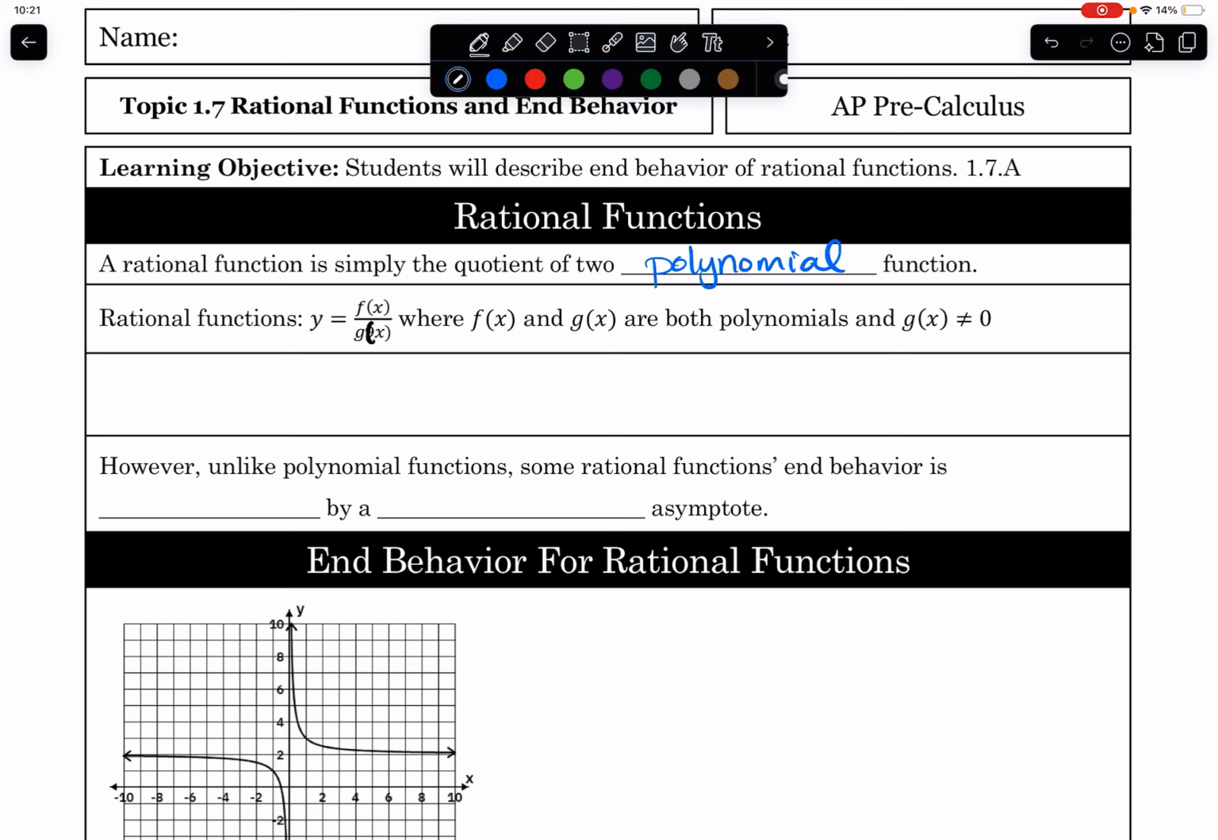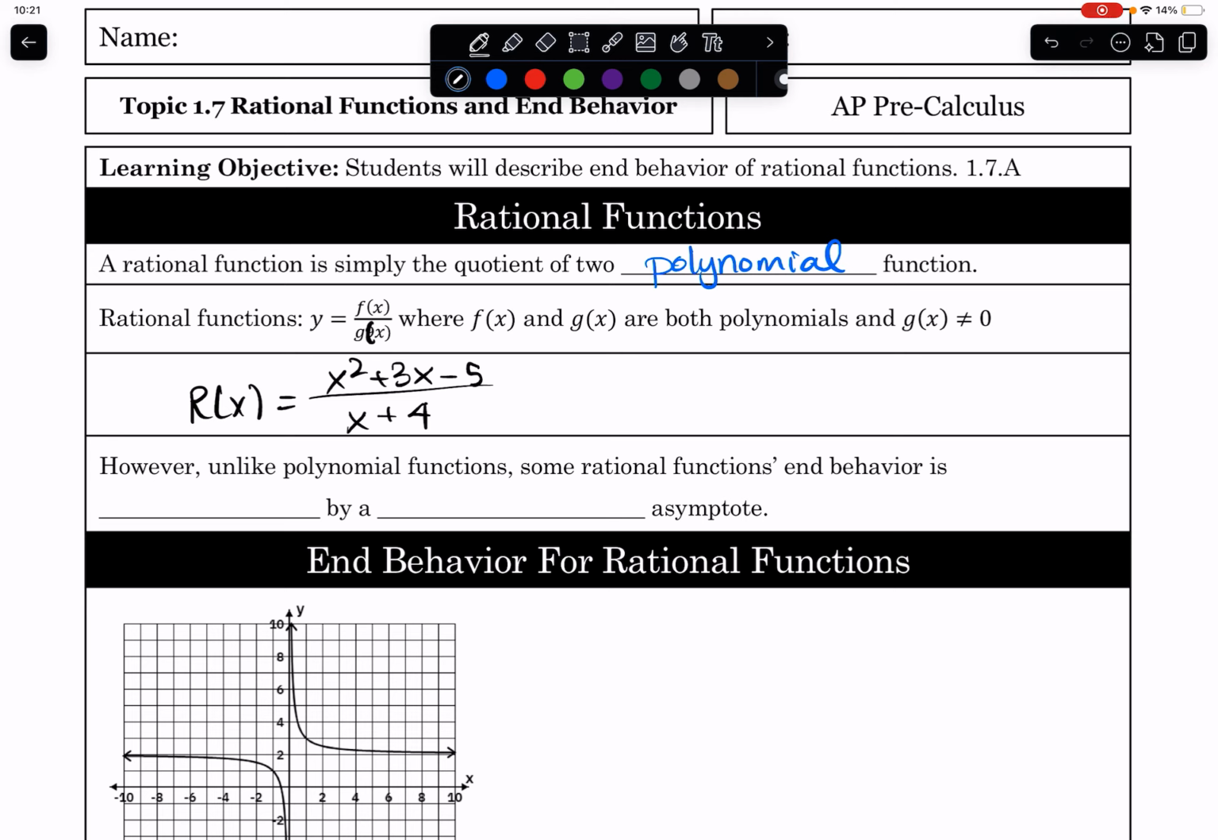So an example of a rational function would simply be the polynomial function x squared plus 3x minus 5 divided by x plus 4, for example. Polynomial on the top, polynomial on the bottom.